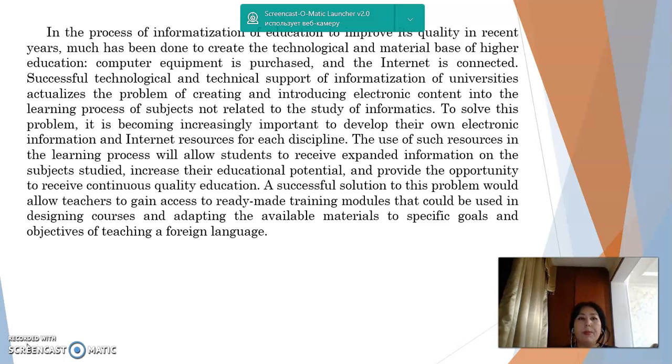To solve this problem, it's becoming increasingly important to develop their own electronic information and Internet resources for each discipline. The use of such resources in the learning process will allow students to receive expanded information on the subject studied, increase their educational potential, and provide the opportunity to receive continuous quality education. A successful solution to this problem would allow teachers to gain access to ready-made training modules and could be used in designing courses and adapting the available material to specific goals and objectives of teaching a foreign language.